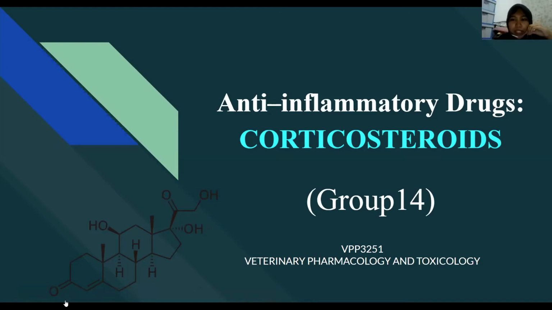We are going to explain about corticosteroid. So corticosteroids are drugs that are used to treat a wide variety of disorders, for example, asthma, arthritis, skin conditions, and also autoimmune disease. So basically, it works by decreasing inflammation and suppressing the immune system.